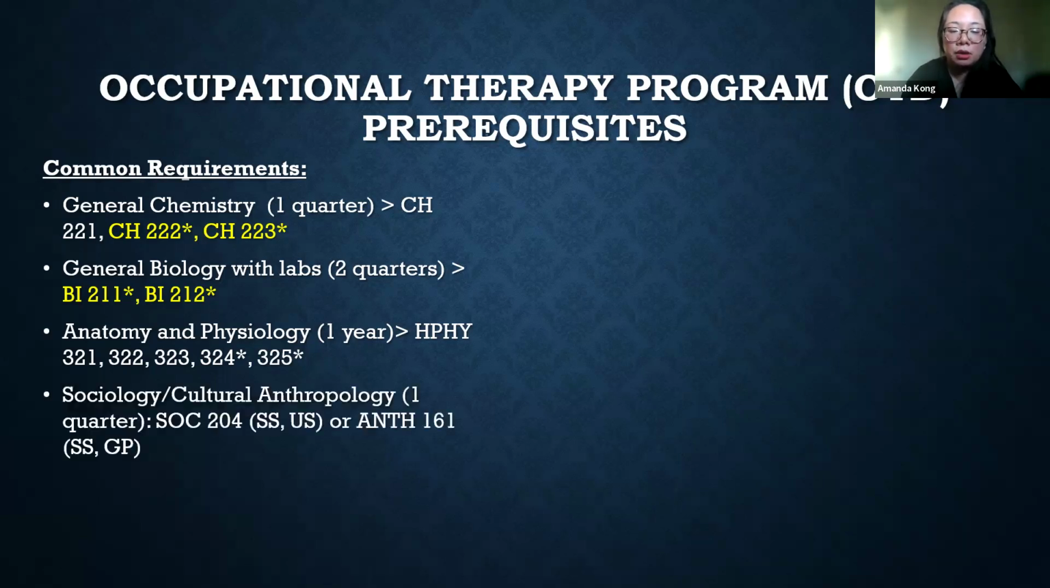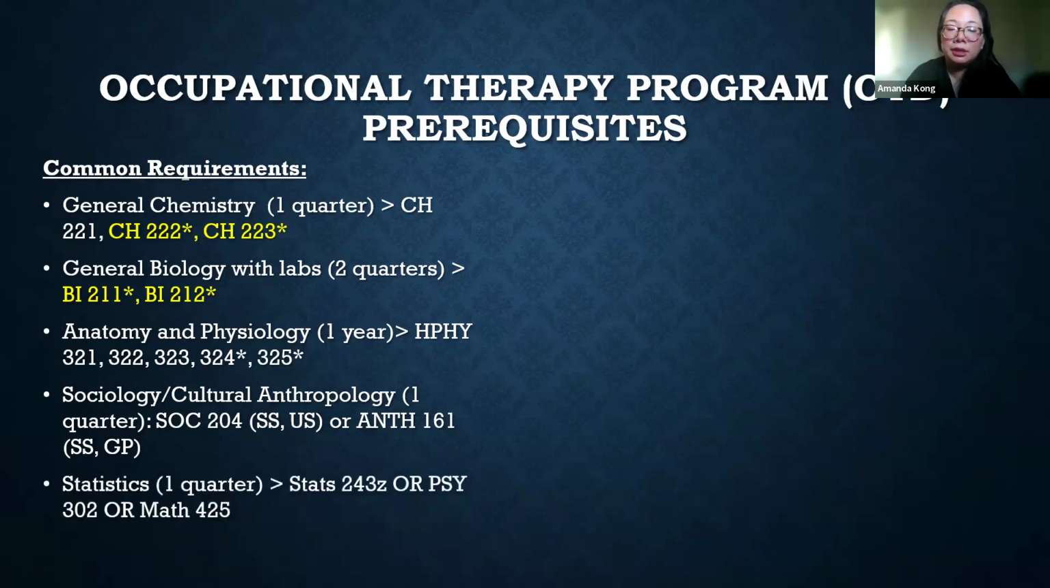You'll also need 1 quarter of sociology or cultural anthropology. So options here at UO could be Sociology 204, which accounts for your social science core eds as well as your US cultural literacy requirement. Or you could take Anthropology 161, which again is the social science core ed, but this time it covers your global perspectives requirement. You'll also need to take 1 quarter of statistics.